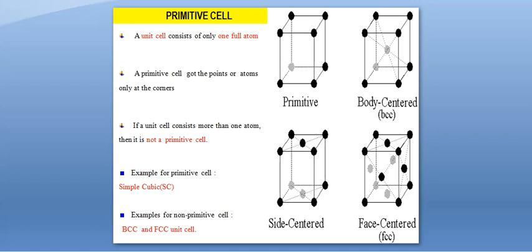The non primitive cell: if the unit cell consists of more than one atom, then the unit cell is called a non primitive unit cell. Examples of non primitive unit cells are body centered cubic and face centered cubic unit cells. So these are the primitive unit cell and the non primitive unit cell.